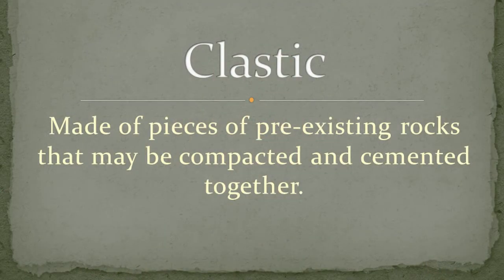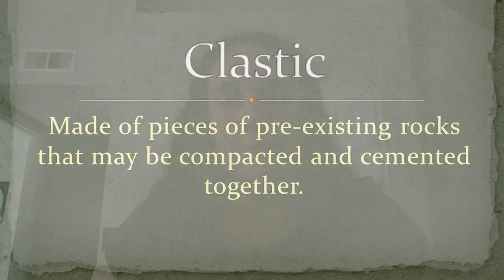There are several different types of sedimentary rocks. One is clastic, which means that the rocks are made of pieces of other rocks, compacted and cemented together. By cement, I don't mean the human-made slurry that is used to form driveways and sidewalks, although they do have some similarities.